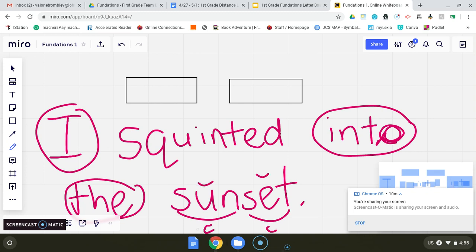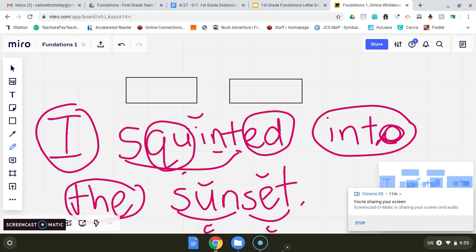I've got syllables and vowels here. For squinted, I have my ED is going to be circled. I also have my NT is a consonant blend. My I is going to make a short sound. My Q and U always go together. And then we're going to scoop our base word. And it is a closed syllable. That I is short. And that is the end of our sentence. Make sure your sentence matches my sentence.